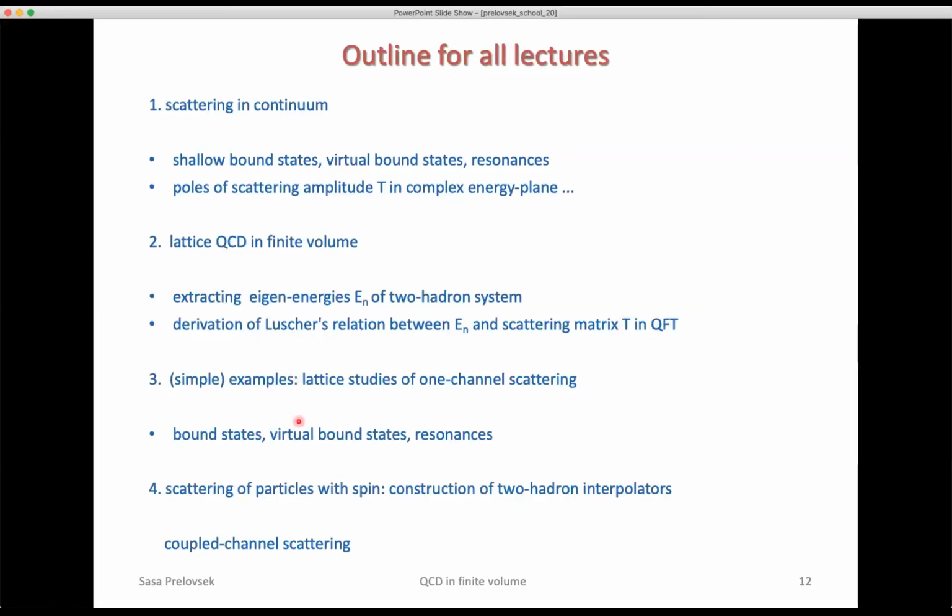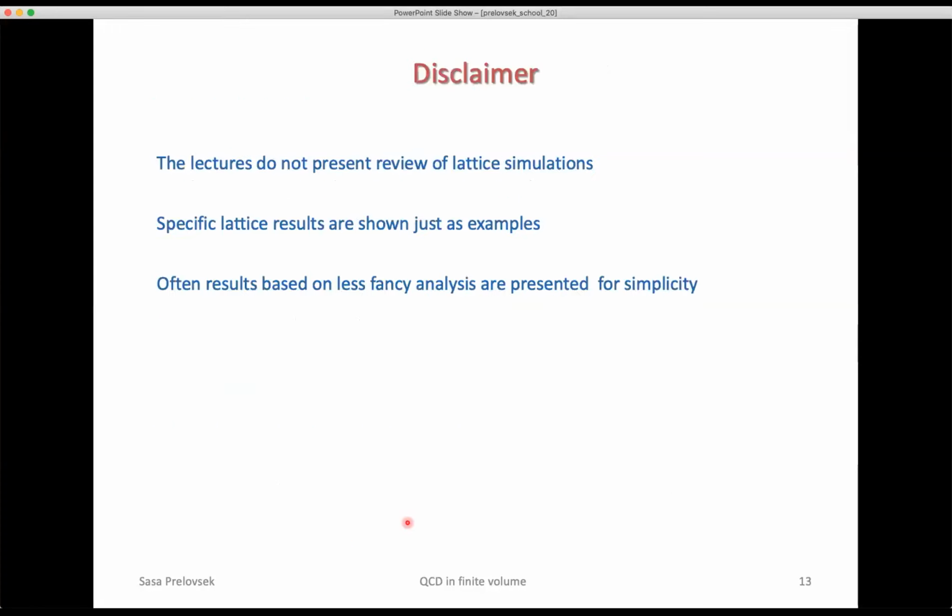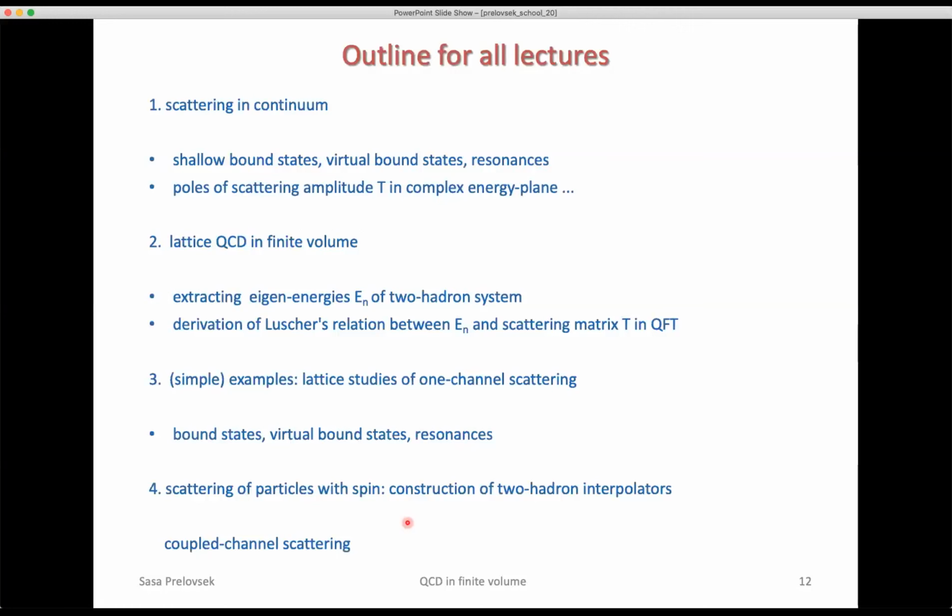In lecture three, I'll show some simple lattice examples of studies of bound states, virtual bound states, and resonances. I'll try not to show too fancy studies because these are difficult to understand. And then in lecture four, we'll see how far we go, but I'll try to discuss scattering of particles with spin. At that point, we'll learn more about the construction of two hadron operators, because then it becomes interesting. And we'll discuss coupled channel scattering. But let's see how it goes. So do we have some questions for now? No questions yet. Okay.